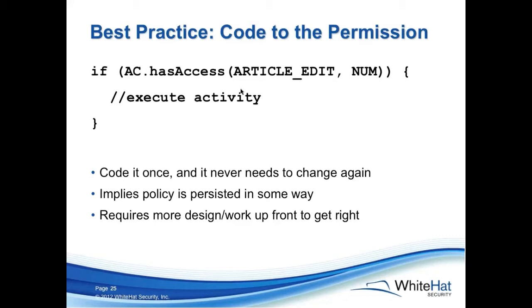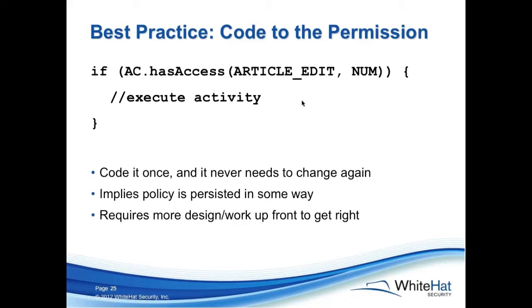Now, if you code to the permission, if you code to the feature, you can code it once and not have to change these individual endpoints ever again, and push the rules to some kind of configuration system. So in this case, we're saying if the user has access to edit a specific article, can the user edit article number 37, for example, we will never need to code this again because we're coding to the feature that the user is trying to execute.